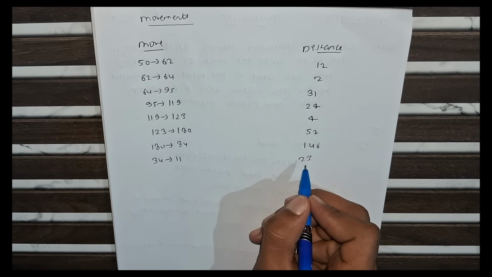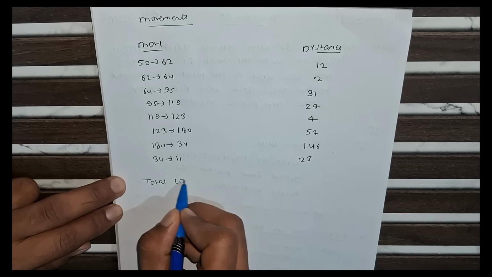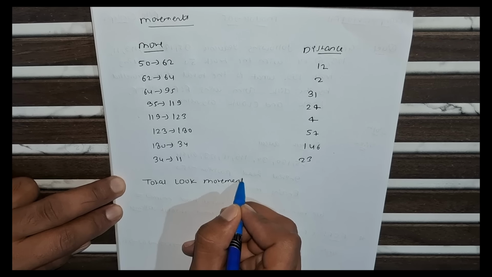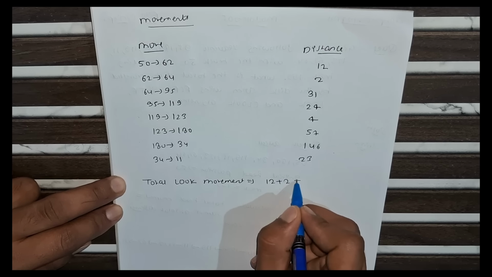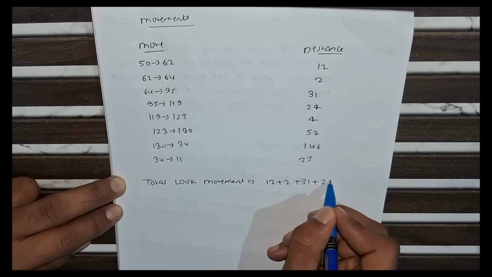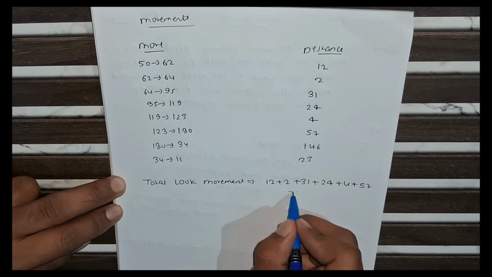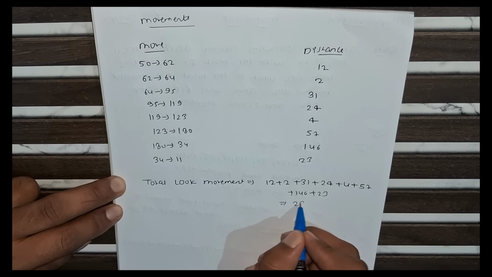Now we have to calculate the total LOOK movement. So total LOOK movement is equal to 12 plus 2 plus 31 plus 24 plus 4 plus 57 plus 146 plus 23, which is equal to 299.